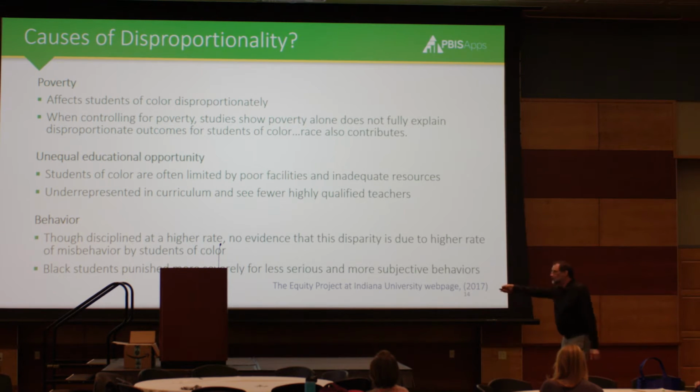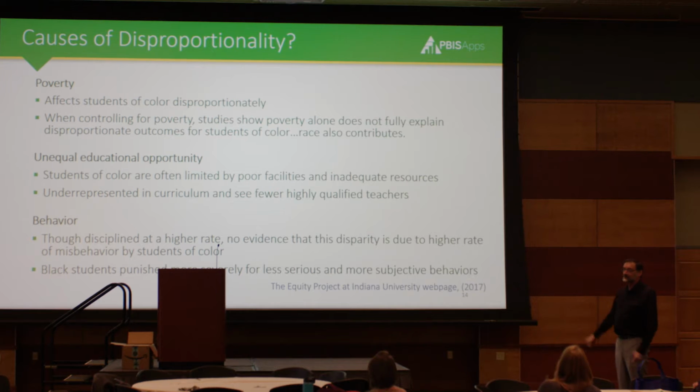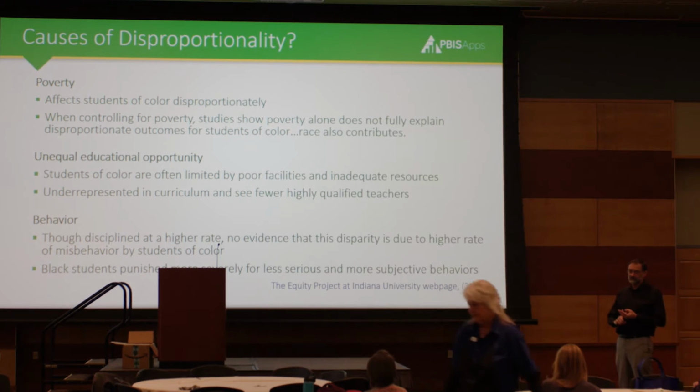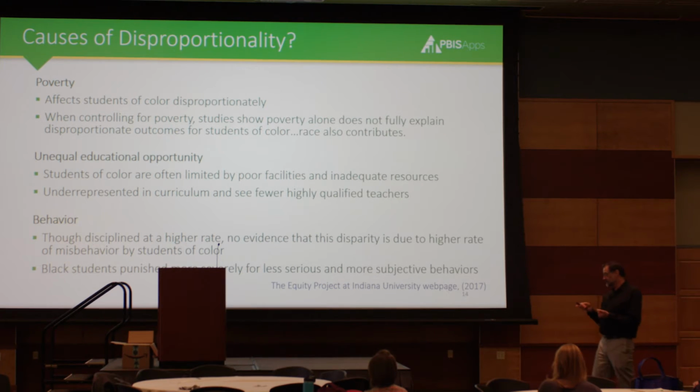Where we do see it, African American students and students of color are punished much more severely for less serious instances of behavior and much more subjective ones: defiance, disrespect, and disruption. Somebody had to make a call. And they're making a different call for one student when compared to another student.